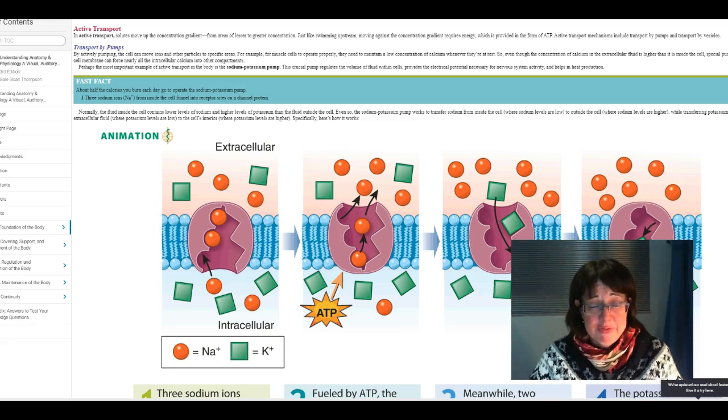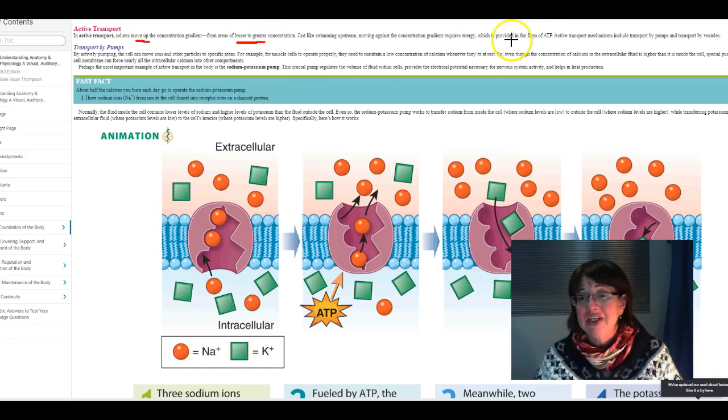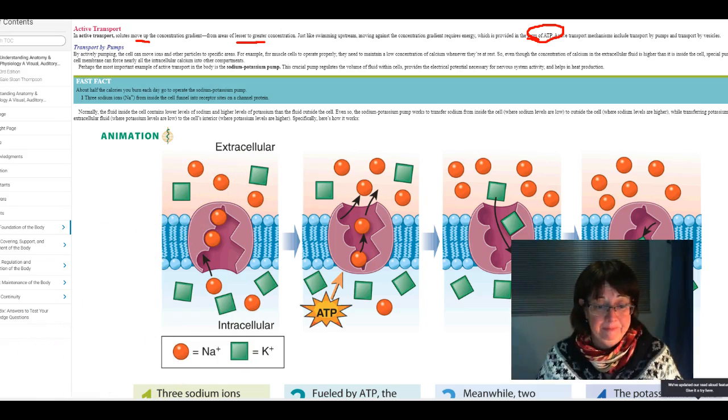The first type of transport was passive transport. The second one is active transport. Now, in active transport, you are going up the concentration gradient, which means you're going from lesser to greater, such as swimming upstream, and that takes energy, and the energy is in the form of ATP.